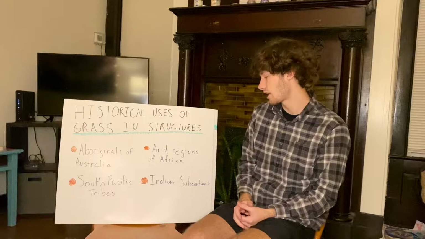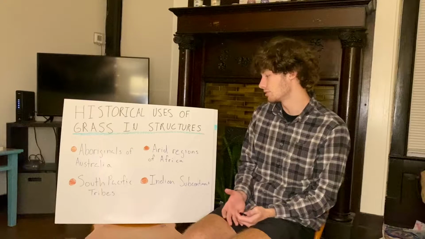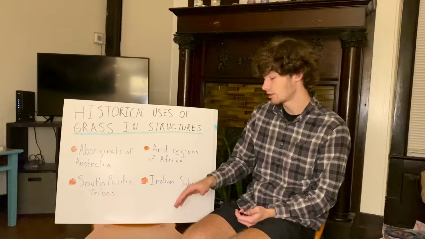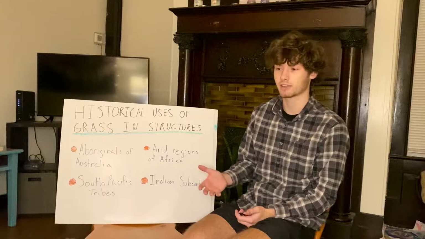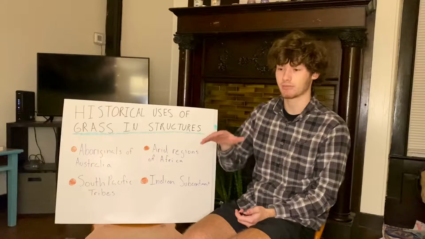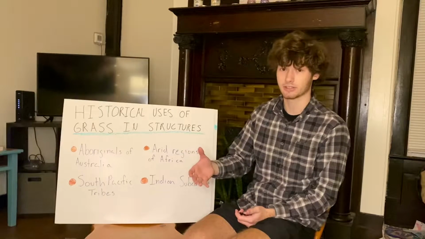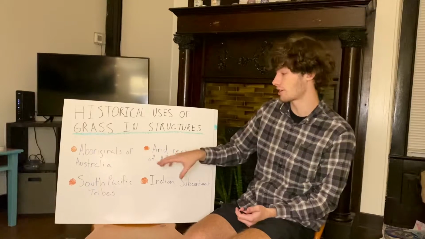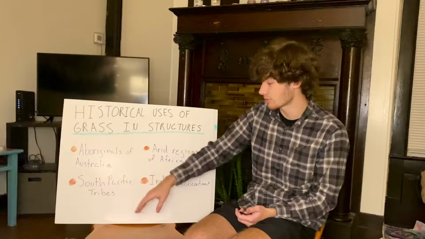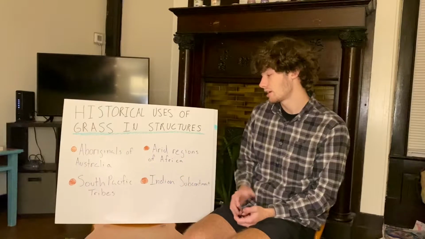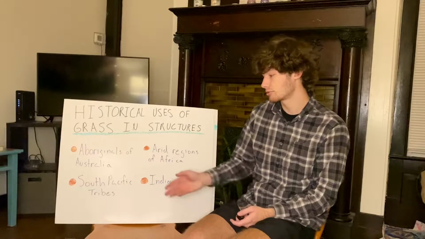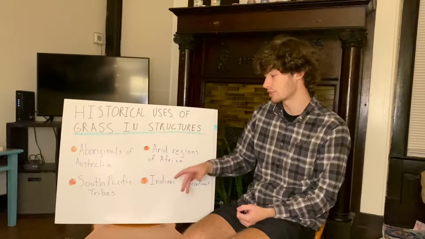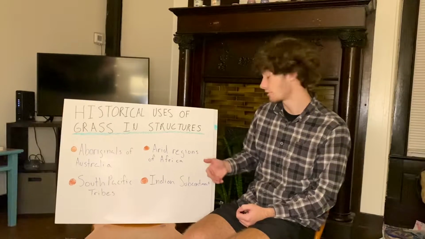Arid regions of Africa have been noted to basically sew together mats made of grass so that they can have a giant mat that is made of grass and then stretch it over giant frames of huts. Moving on, we have South Pacific tribes. There they just use everything they can, any form of vegetation, as a form of building material.